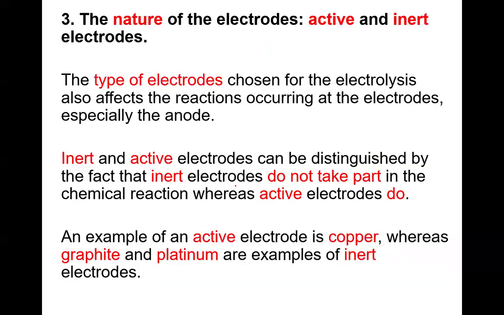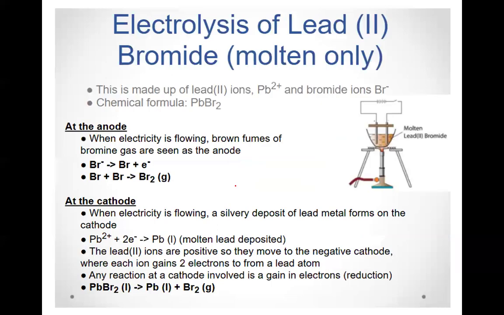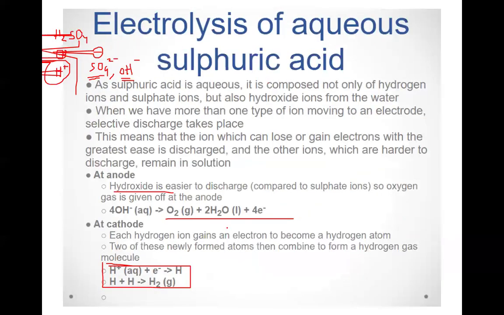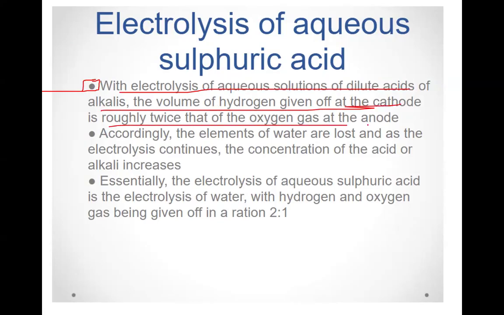So hydroxide ions are way less reactive than sulfate ions, and that's why they're getting discharged preferentially at the anode, right? So with electrolysis of aqueous solution of dilute acids or alkalis, the volume of hydrogen given off at the cathode is roughly twice that of oxygen gas at the anode. So what is the reason behind this particular finding in electrolysis?